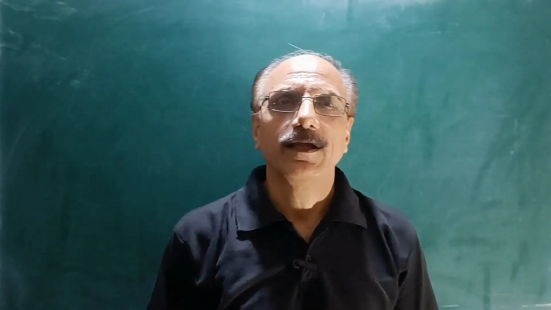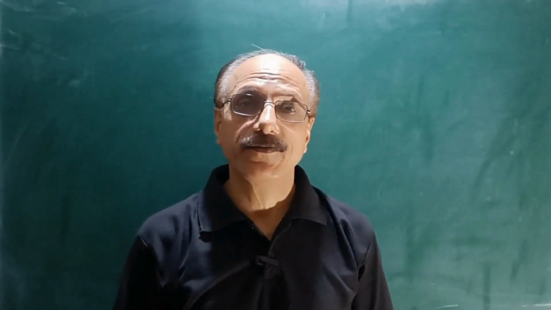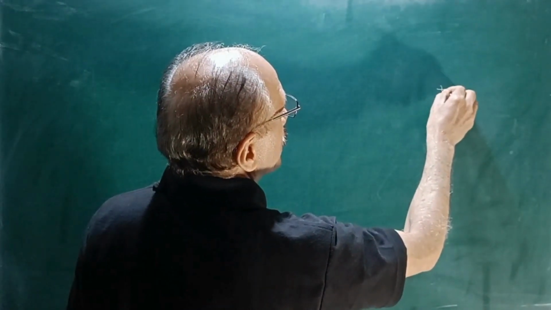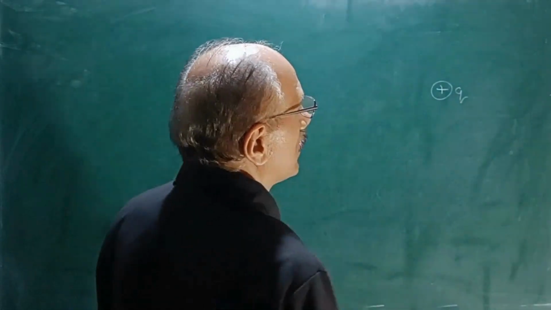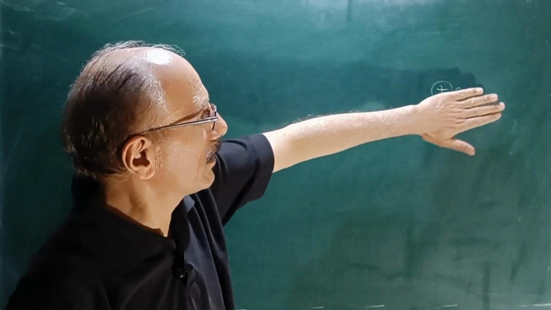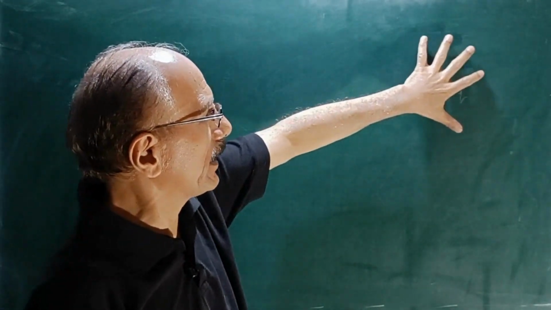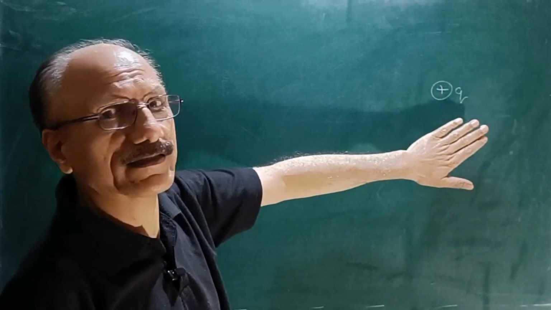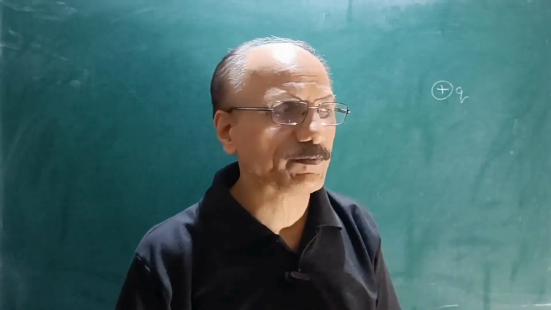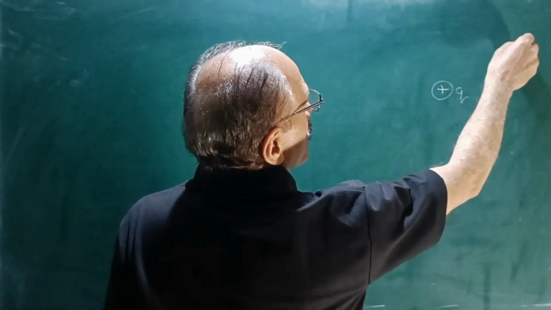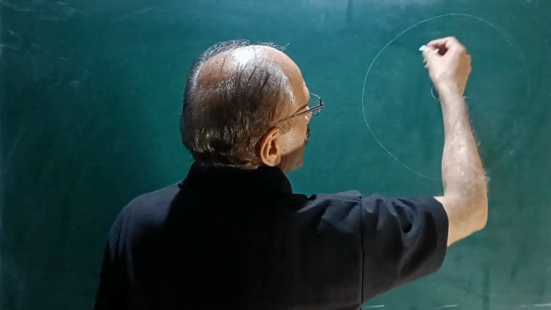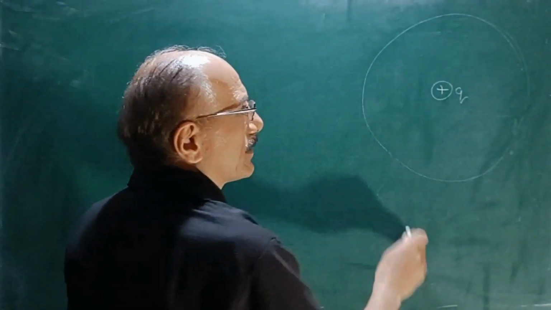Dear students, today we will discuss electric field. What is electric field? Suppose this is a charge Q, then what will be the electric field? So electric field is nothing but the region around, the area around this charge within which the influence of this charge may be experienced. Suppose the influence of this charge can be experienced within this, then this whole will be the electric field of this charge.